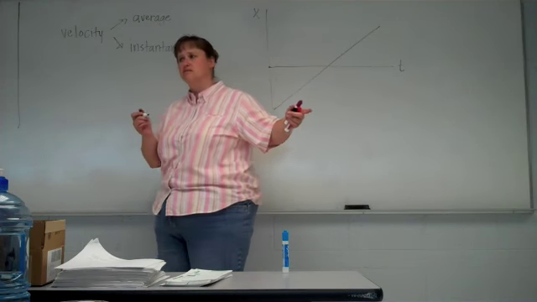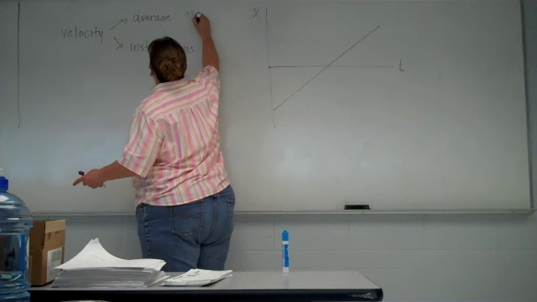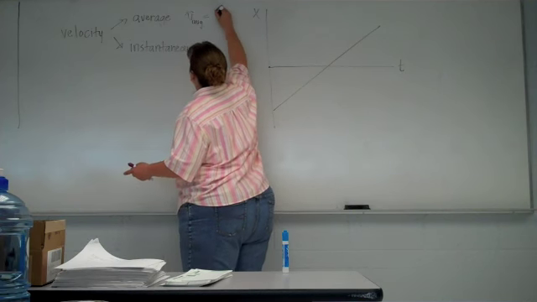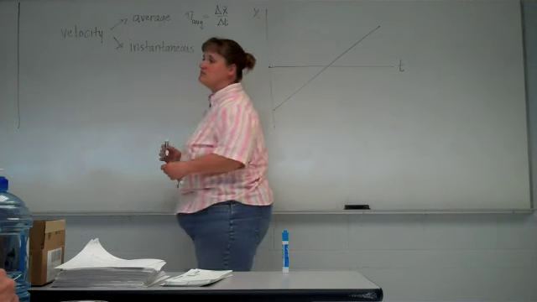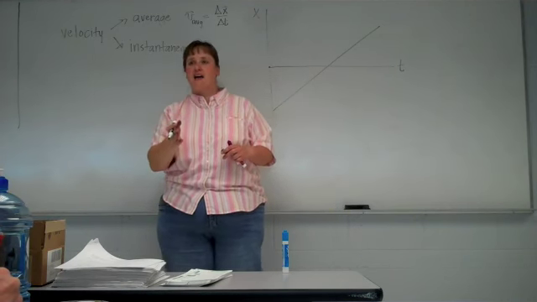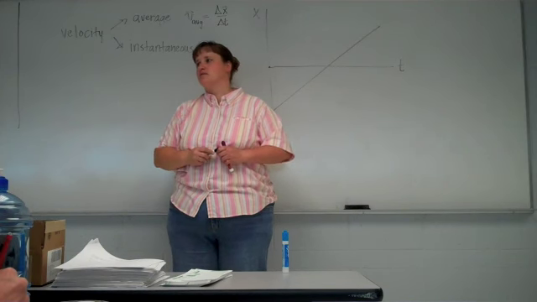You have that? Average velocity is simply our change in position over our change in time. Where we ended versus where we started, and how long did it take for it to happen.